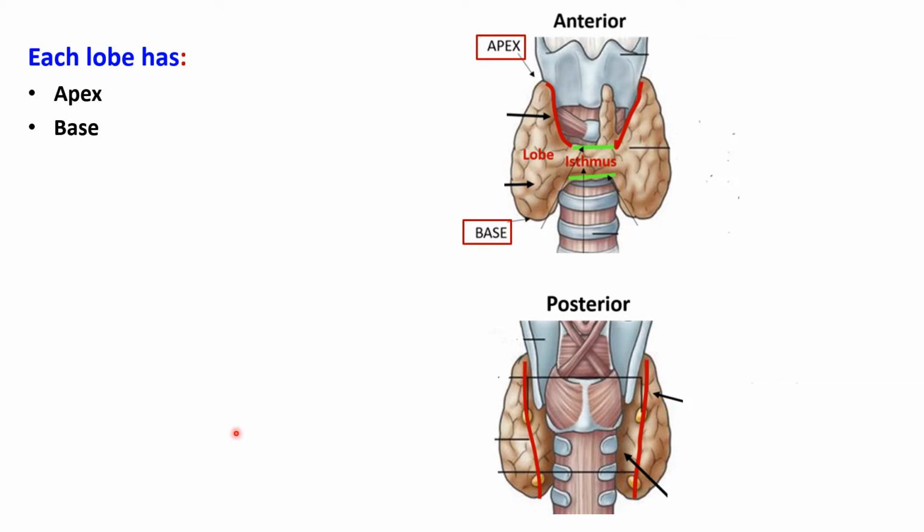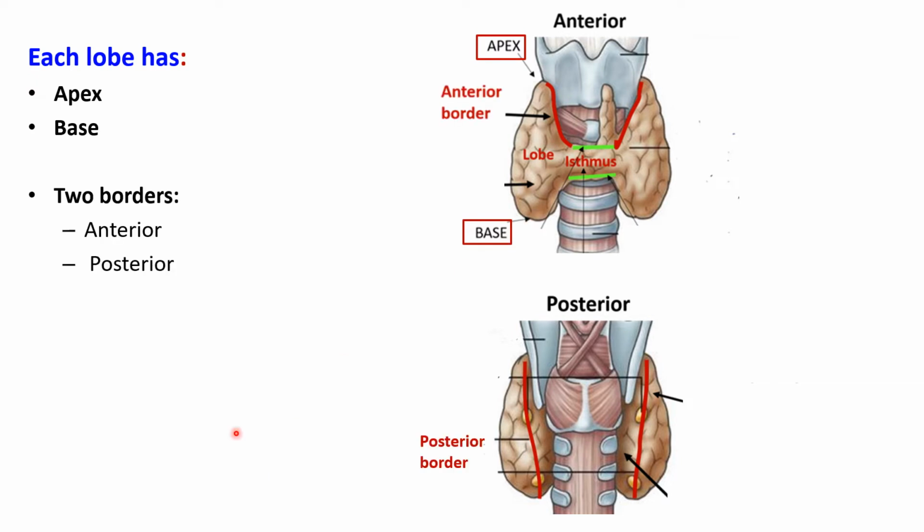Now we have some borders. Two borders are there of each lobe. One is the sharp anterior border. Here I have not marked it, but a very short anterior border would be there. This is the anterior border which you can see, and this is the posterior border, the red line which shows here. So here the posterior border will be present and it is more rounded in nature.